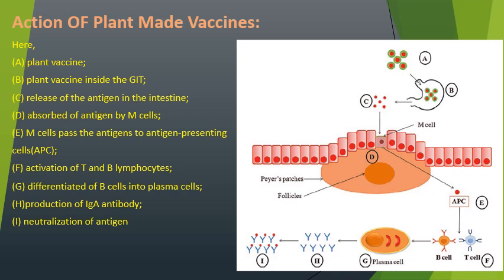These antigens or plantigens will be released within the intestinal tract, and there are M cells within the intestine which will absorb these plantigens and pass them to the plantigen presenting cells, known as APC or PPC. Activation of T and B lymphocytes will occur, and production of immunoglobulin A antibody will happen, and that will neutralize that particular plantigen which we ingested or ate.